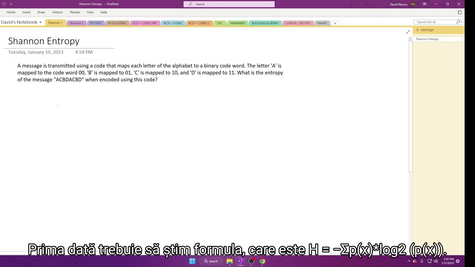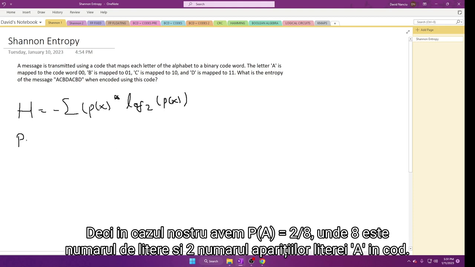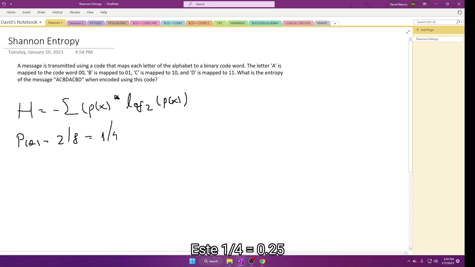First of all, we have to know the formula, which is minus the sum of P of X multiplied with log base 2 of P of X. Therefore, we have to specify the probability of each letter to appear. So in our case, we have P of A equal to 2 divided by 8, where 8 is the number of letters and 2 is the number of times A appears in our code word. So it's 1 divided by 4, which is 0.25.